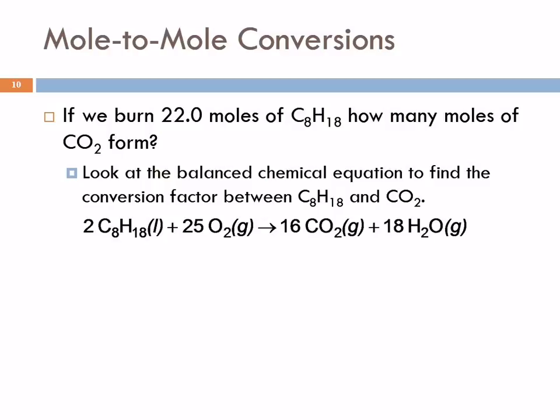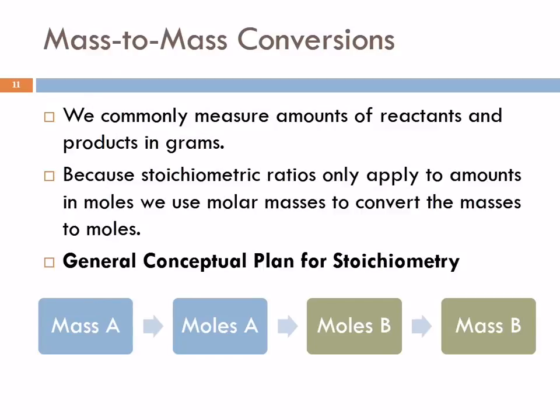Let's make sure I didn't skip something by accident. So moles are great and all, but we can't measure things in moles. We measure in grams. And so this is our general plan for stoichiometry calculations. Mass of A to moles of A to moles of B to mass of B. If I had grams of C8H18 and I wanted to know how many grams of CO2, I would go grams to moles to moles to grams.